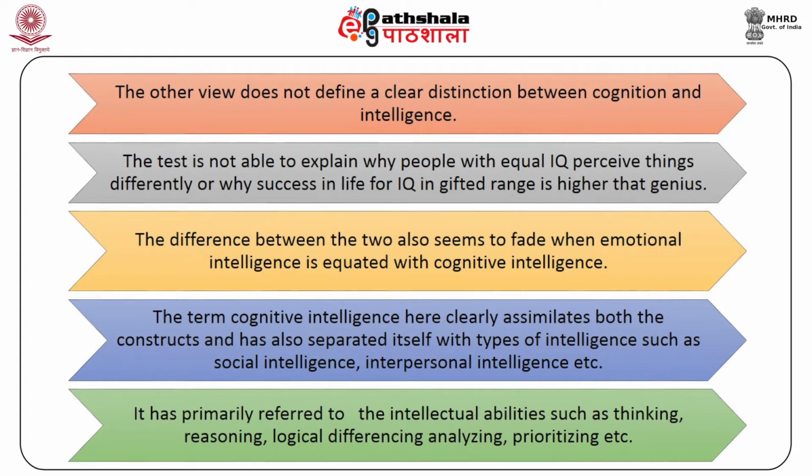For instance, Wechsler's Adult Intelligence Scale, one of the most relied upon intelligence tests, measures intelligence but not common sense. The test is not able to explain why people with equal IQ perceive things differently or why success in life for IQ in the gifted range is higher than genius. The difference between the two also seems to fade when emotional intelligence is equated with cognitive intelligence.